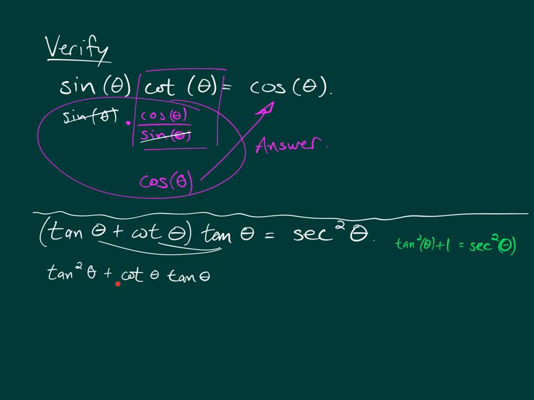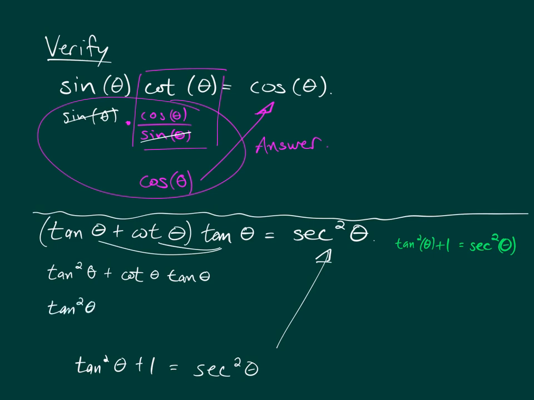If we could change this to a 1 somehow, then we could get way down here something like tangent squared theta plus 1, which is the same thing as secant squared theta. It's just filling in these steps here. Let's see how we can do that. So tangent squared theta, I think we're just going to leave that alone.